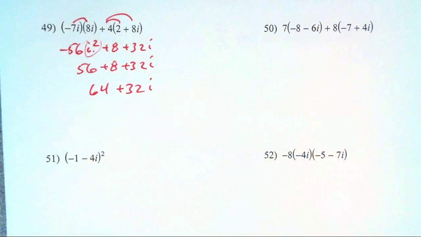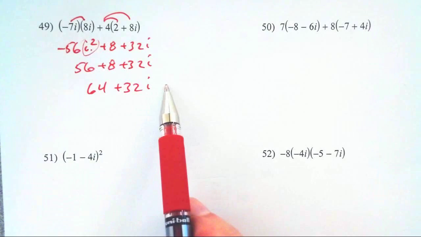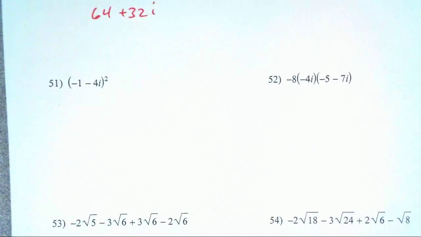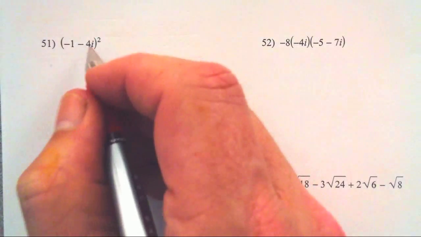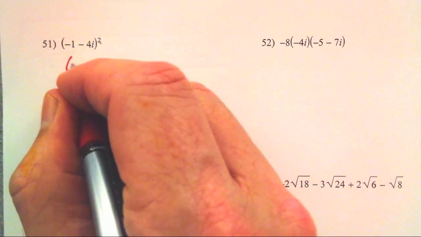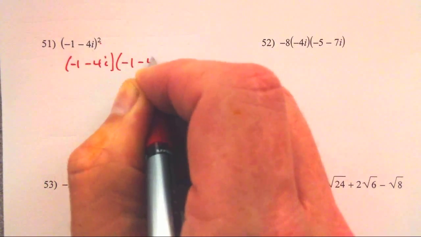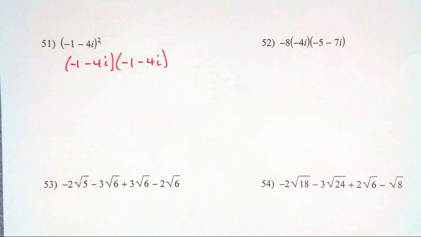Can I reduce that? No. If it was a fraction, yes. If there was an equal to something, I could divide both sides by 32, but you can't reduce it. Don't factor it out. Number 51, I'm not going to complete with you, but again, that is a squared, so we would start out and start our foiling process.